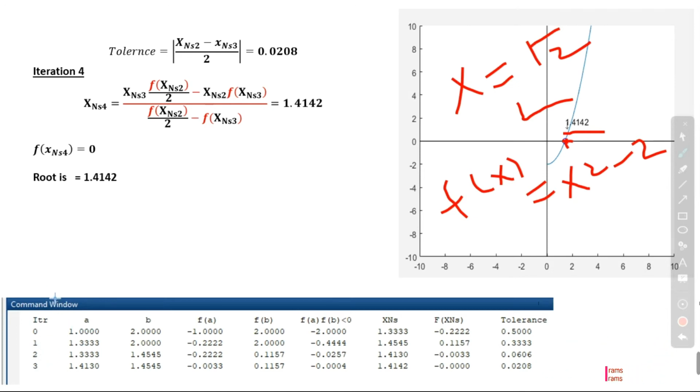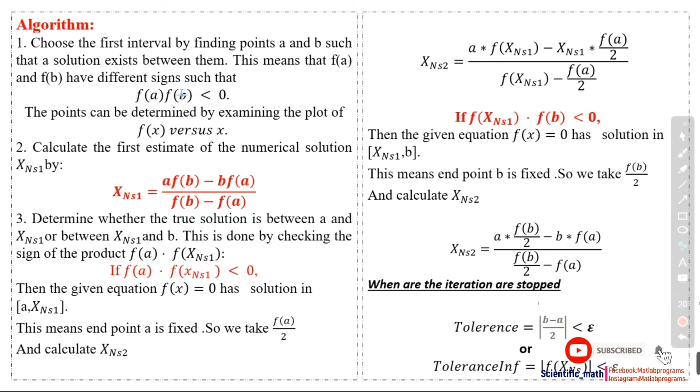We have already calculated the solution of this equation using the regular falsi method. Now we write a MATLAB code for the modified Regula Falsi method. So this will be our condition for Regula Falsi method. If the product of f of a and f of b is less than 0, then we find the estimated numerical solution. After finding the estimated numerical solution, we check the product of f of a and f of x1, and then we use this formula, and then if the product of f of x1 into f of b is less than 0, then we use this formula. Okay, and we use the stopping criteria for the modified regular Falsi method. This one, the tolerance in function is less than this epsilon, and this will be given in our problem.